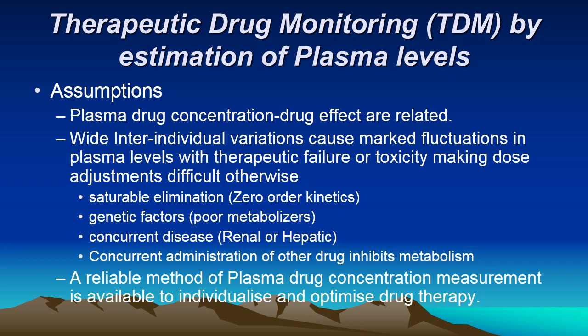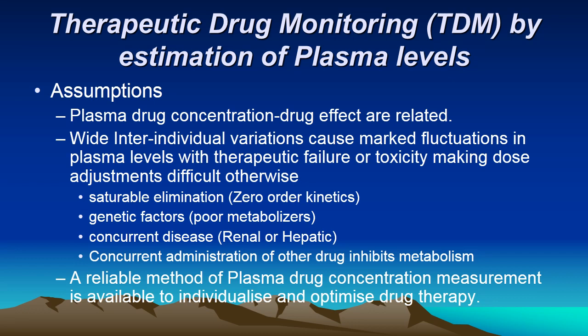Therapeutic drug monitoring by plasma level estimation of drugs is based on certain assumptions, that is, plasma drug concentration and drug effect are related, and wide inter-individual variations cause marked fluctuations in the plasma levels with therapeutic failure or toxicity, and this can be managed by finding out the level and adjusting doses minutely.